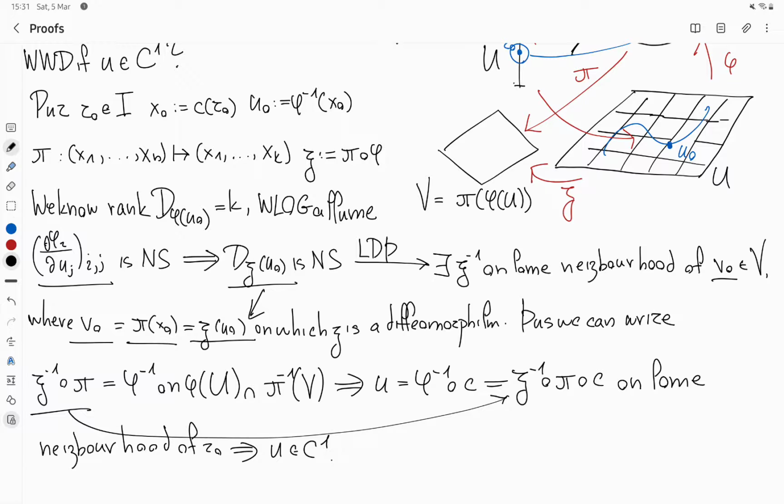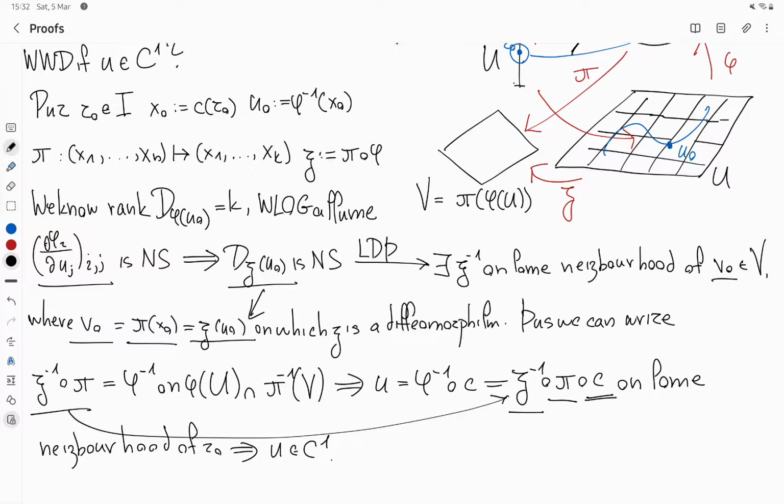Why is it smooth? Well, because C is smooth, pi is smooth, and G is a diffeomorphism, and therefore G inverse is smooth. And u is thus a composition of three smooth functions, and as such is smooth.